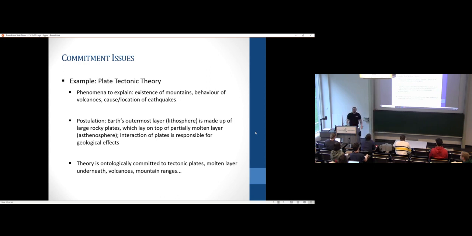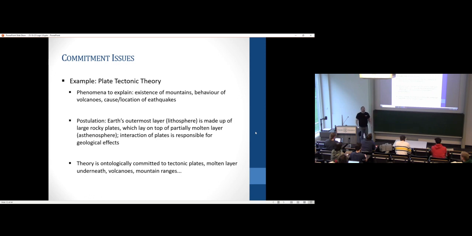Cool, let's try and explain that phenomenon, right? Well, here's an explanation. We'll postulate that the Earth's outermost layer is made up of big rocky plates that sit on a molten layer and move around. And earthquakes can come from those plates moving or bumping into each other. Mountains come when one plate kind of goes up on top of one of the other plates.